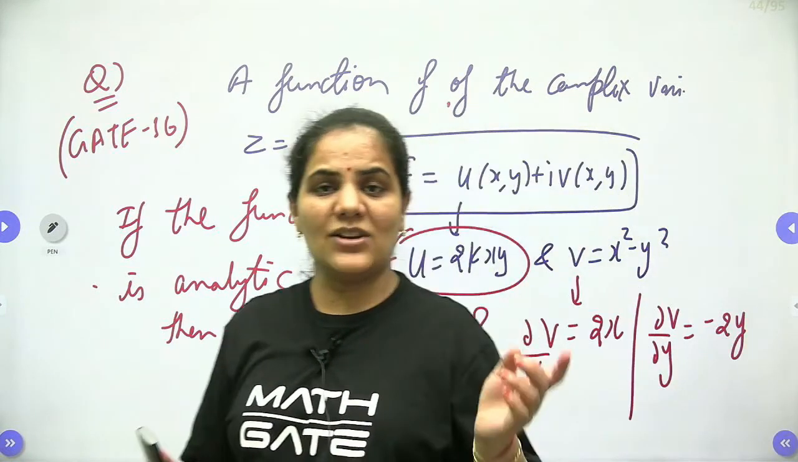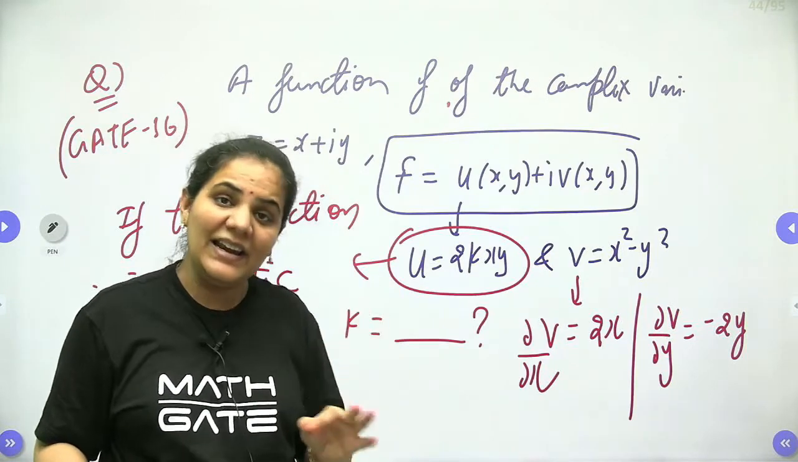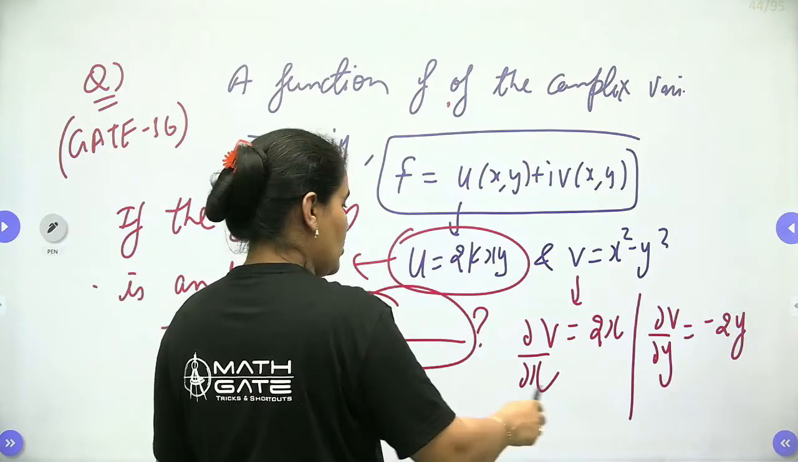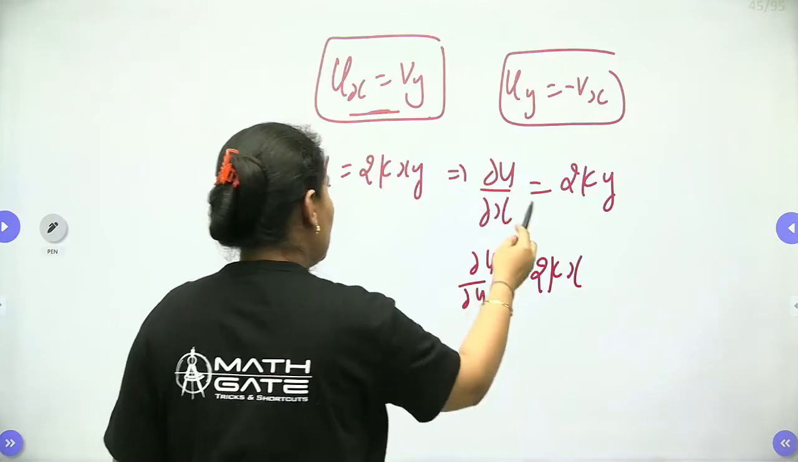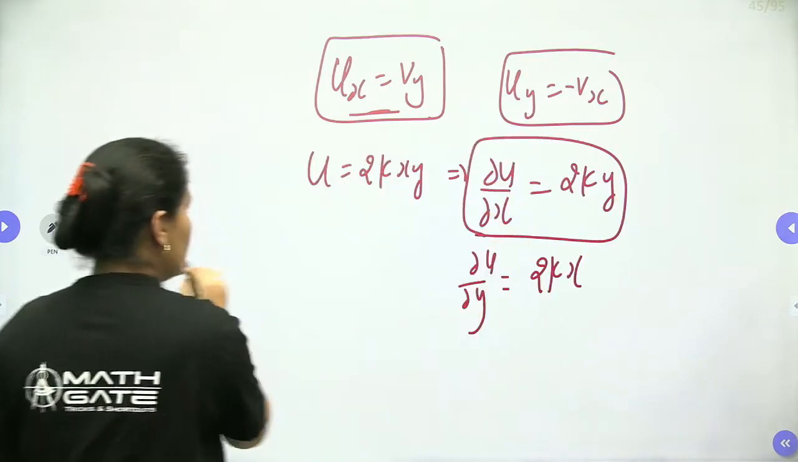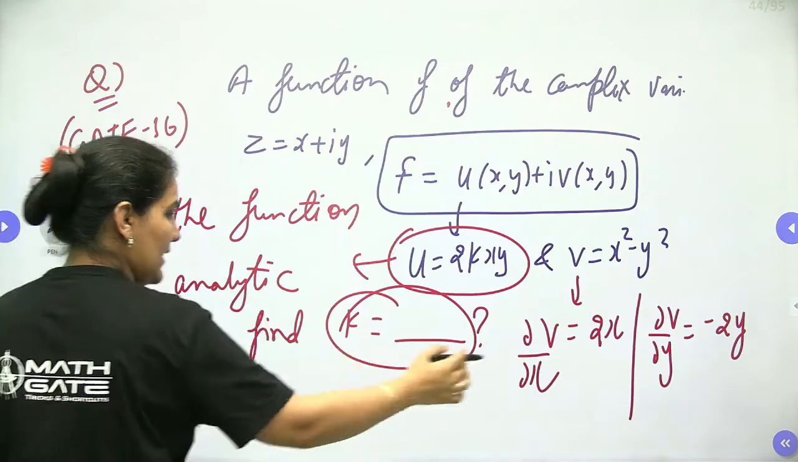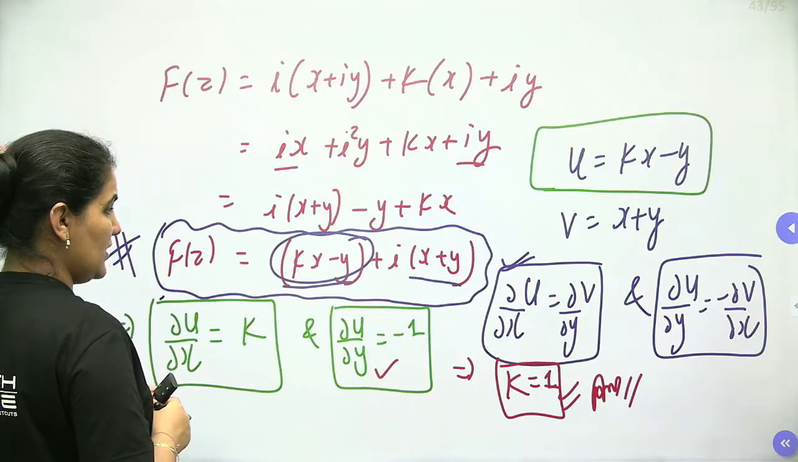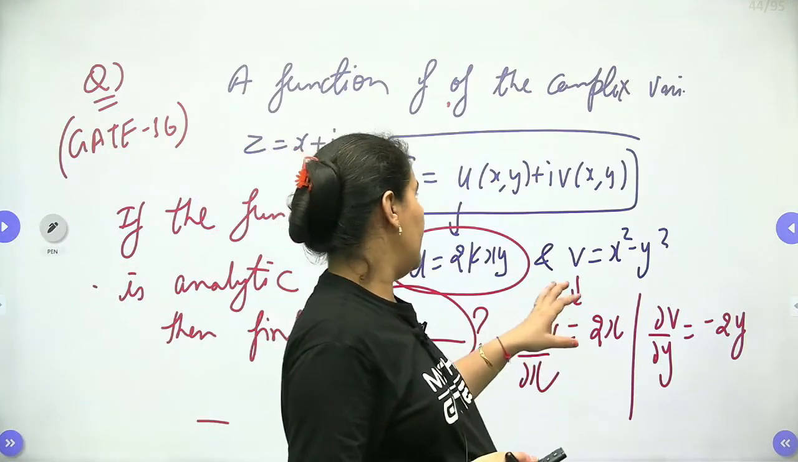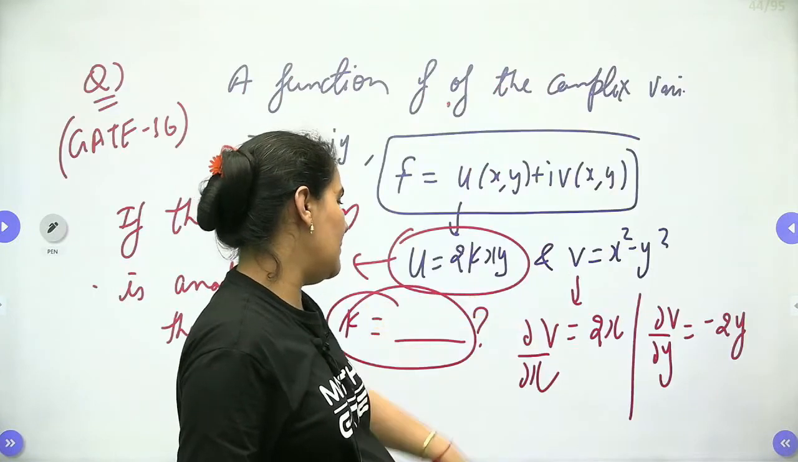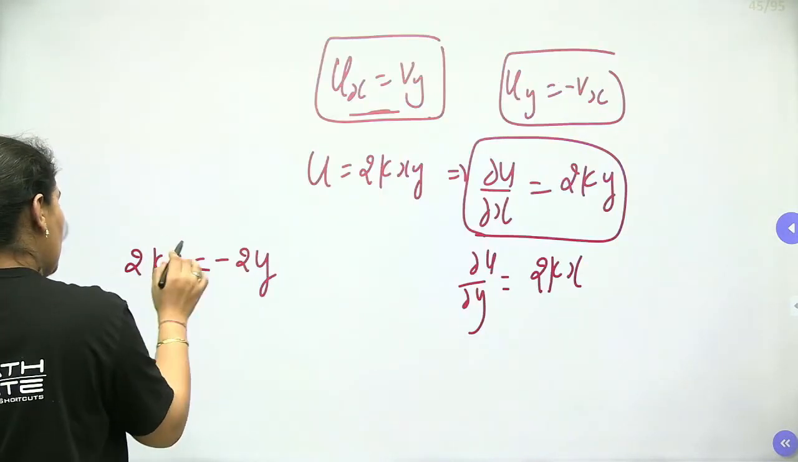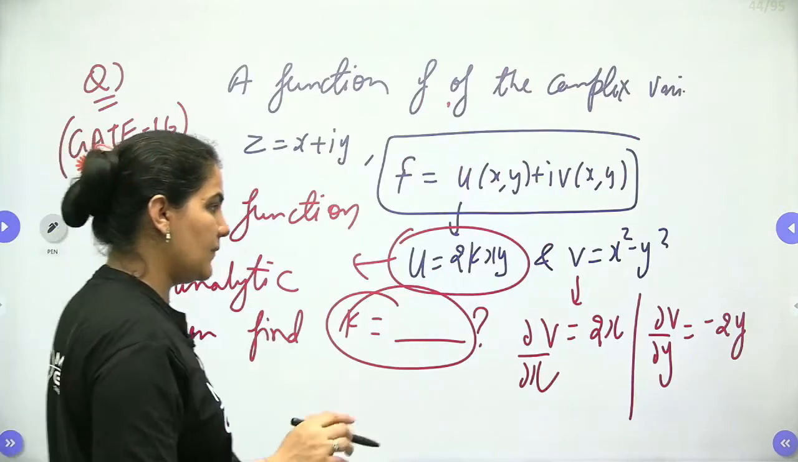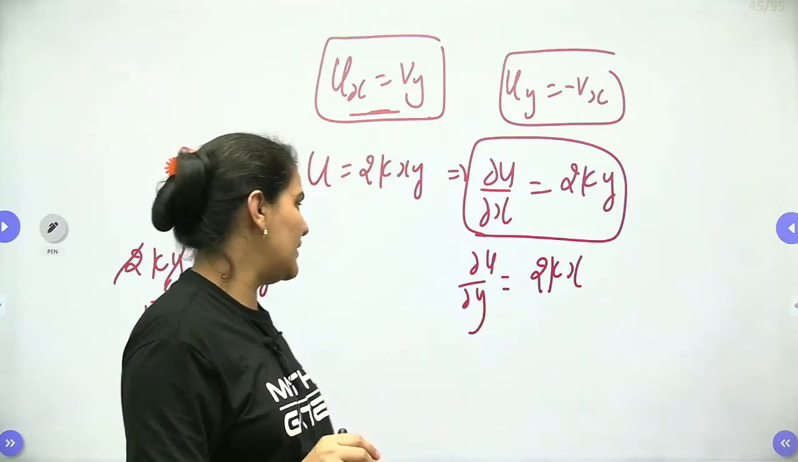We know it's already given in the question that the function is analytic, so we have to find the value of the unknown k. So ux is equal to vy. It means 2ky is equal to minus 2y. Here y and y cancel out, 2 and 2 cancel out, hence k will be minus 1. If you want to cross check, let's cross check with the second one also.